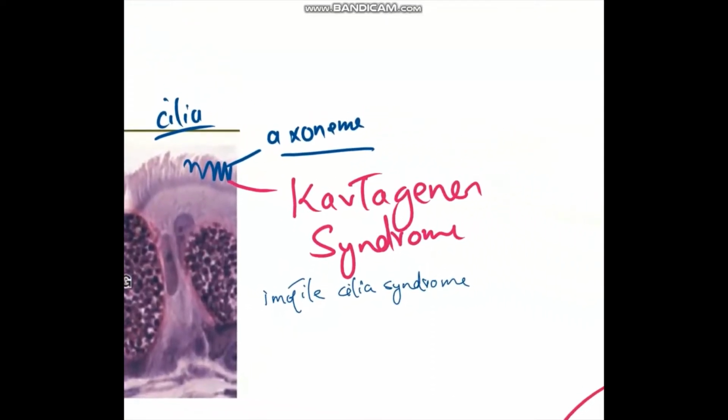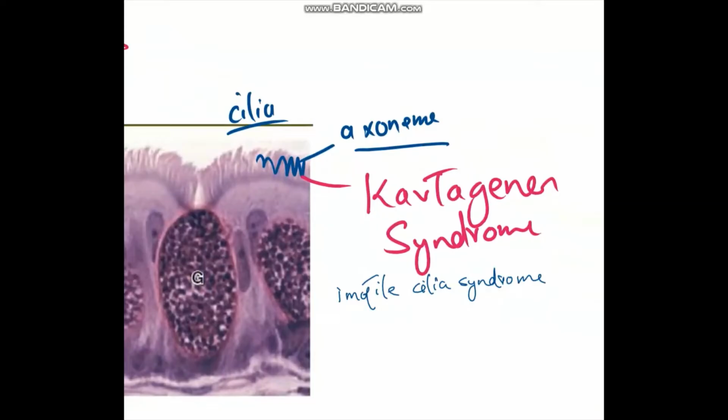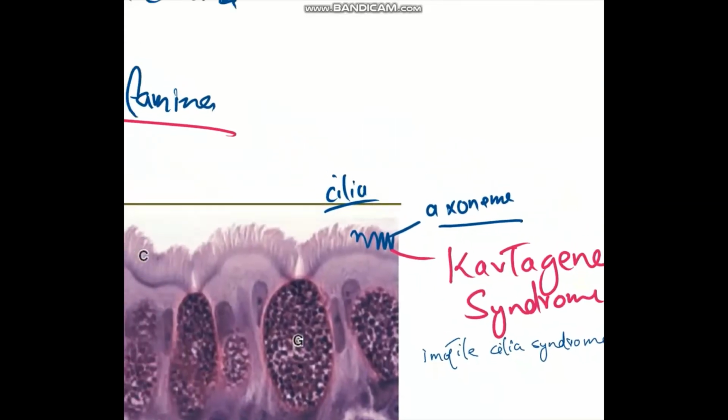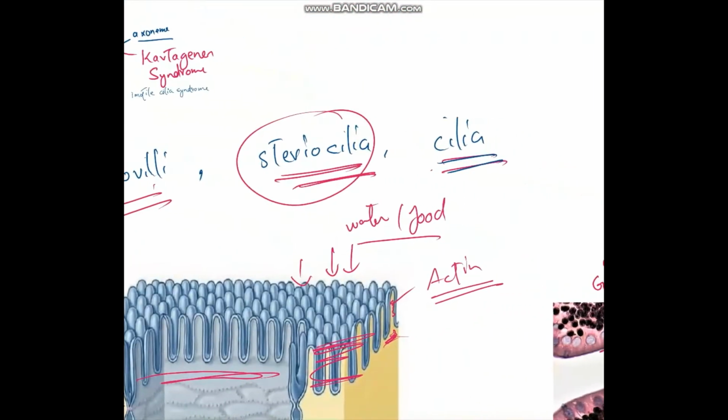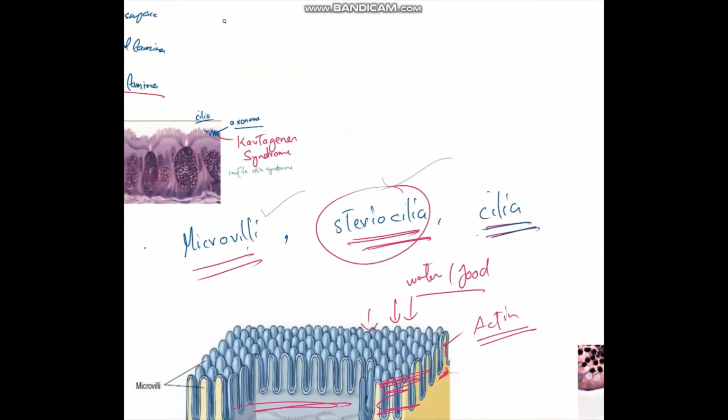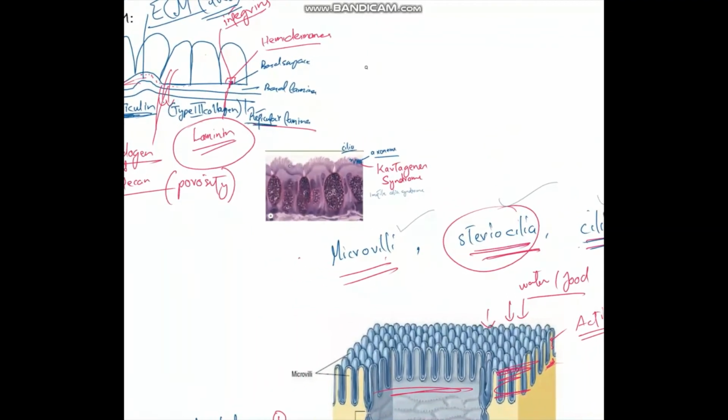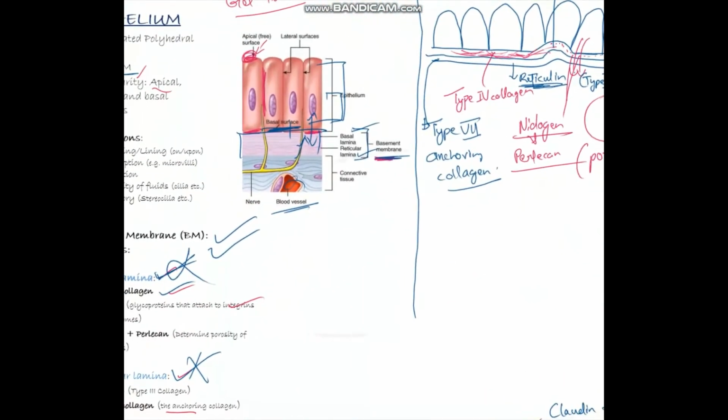You will study that more in other subjects, but that's pretty much it for the apical modifications that we just did. The 3 modifications, where are they? The microvilli, the stereocilia, and cilia. Let's head over to our neat notes and see what we have learned.